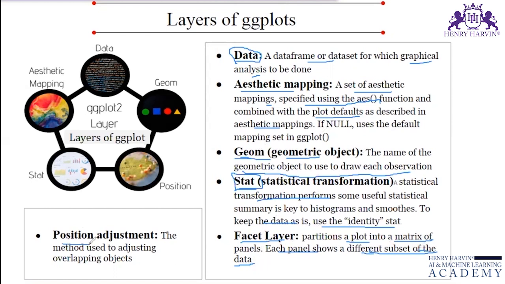Next is the position adjustment. So it helps us to position the objects or the points that you are plotting on your graph, and adjusting the text of your graphs.